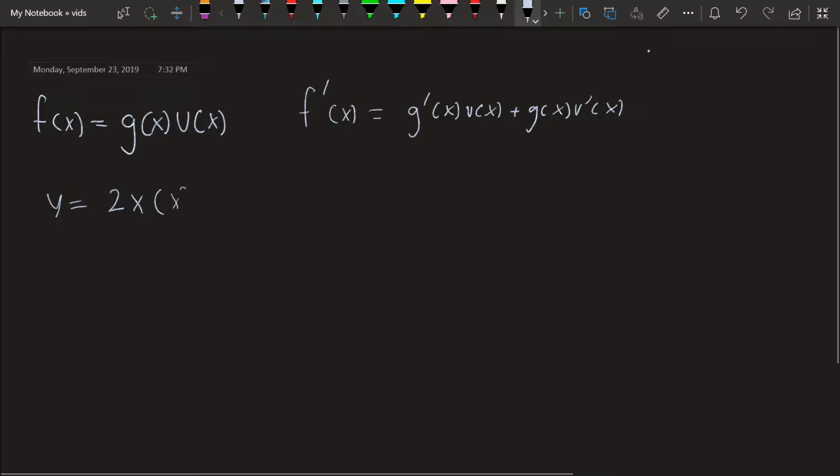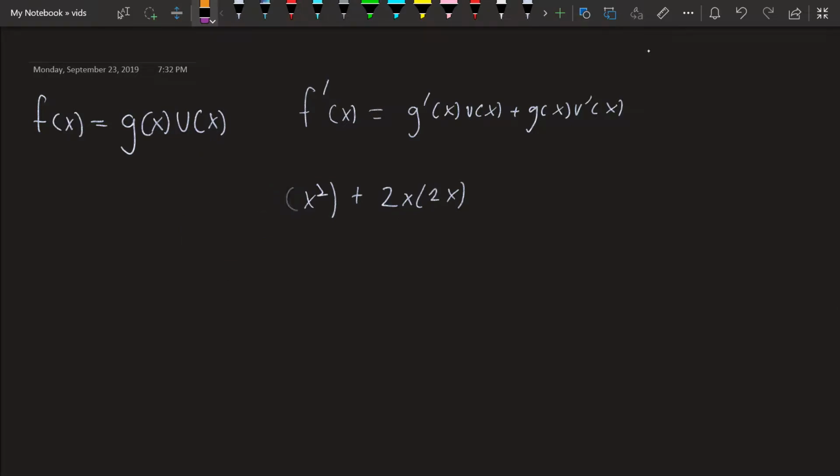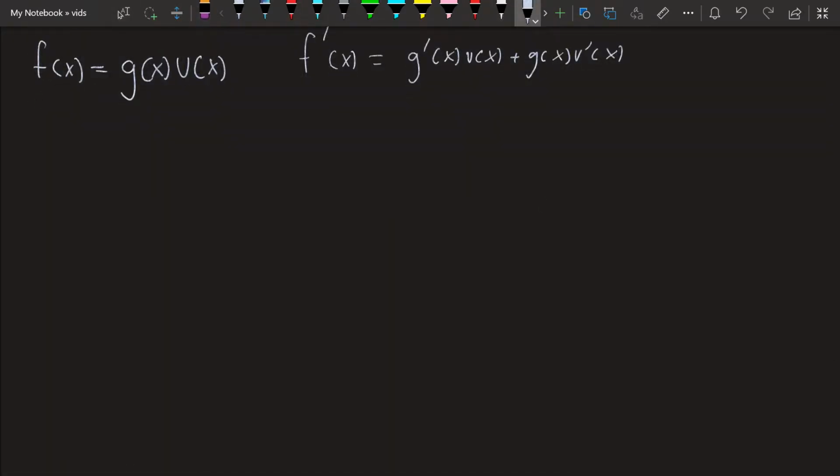by x squared, well, instead of simplifying, you can use the product rule and you can say 2 multiplied by x squared plus 2x multiplied by 2x, right? The derivative of the first multiplied by the second, and the derivative of the second multiplied by the first, right? Well, in this video I'm going to be proving it using the simple derivative formula.